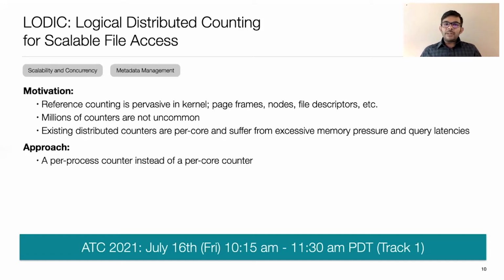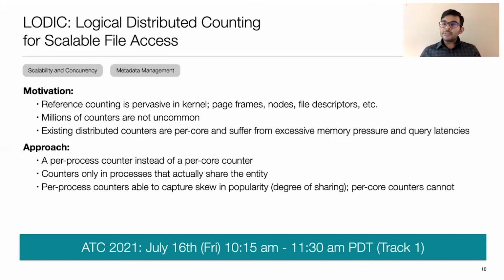The key insight provided by the authors of this paper is that a per process counter is much more effective than a per core counter. Per process counters allow counters to be present only in processes that actually share the entity, as against all the cores by default. This also helps in capturing the skew in popularity. In the real world, there is a non-uniform distribution of popularity, where a few entities are much more popular compared to many of the others, which typically follows a Zipfian distribution. And so the degree of sharing is captured much more effectively by per process counters.